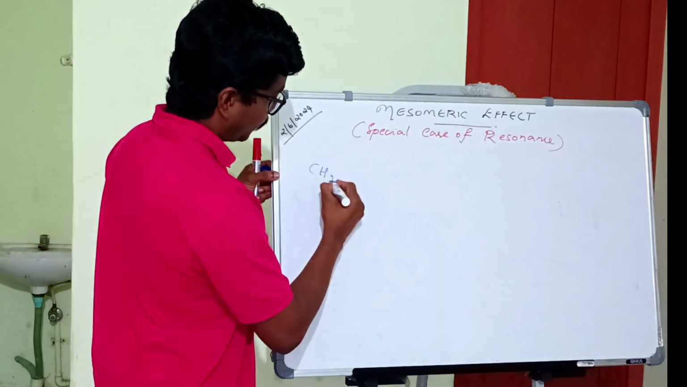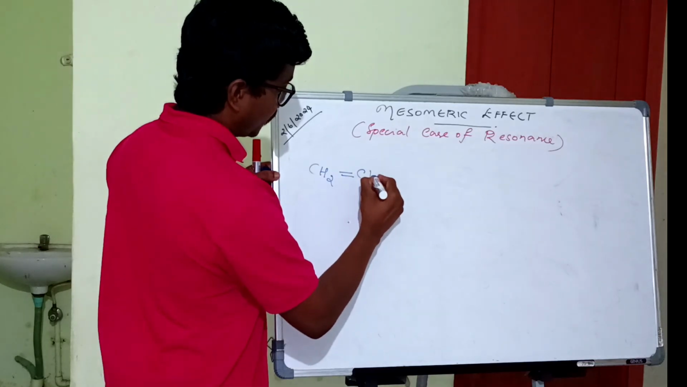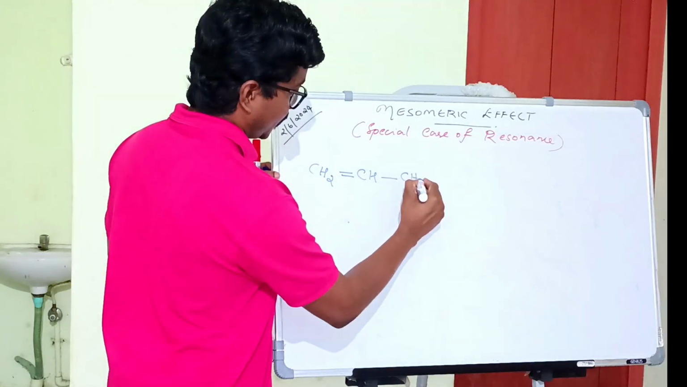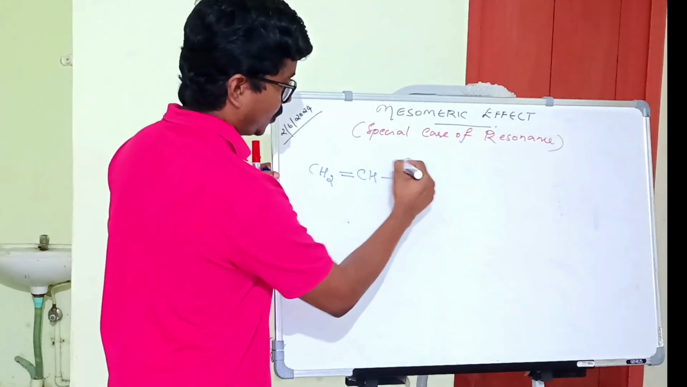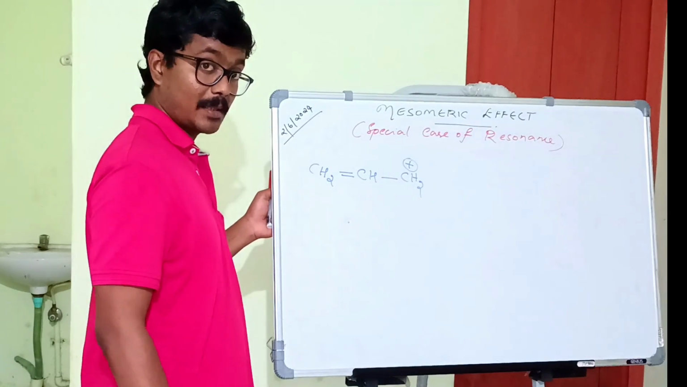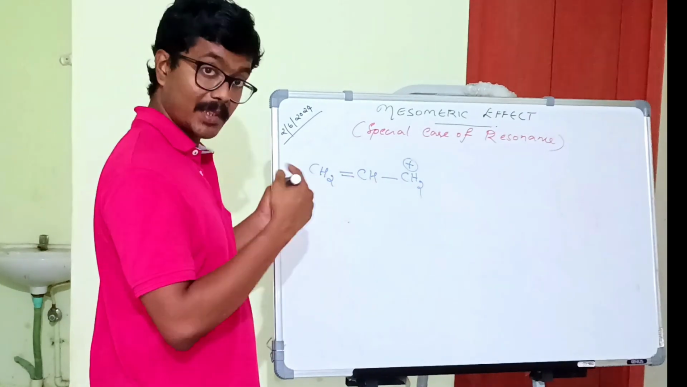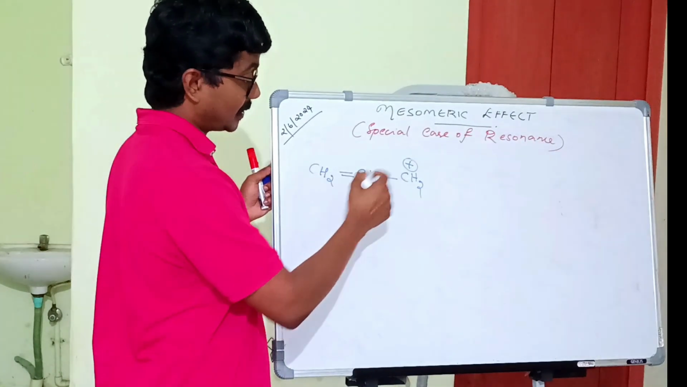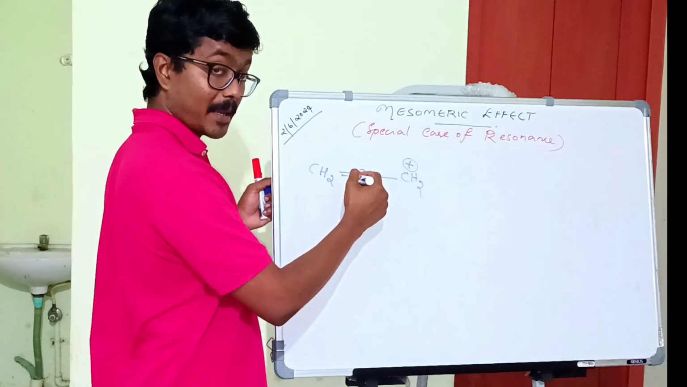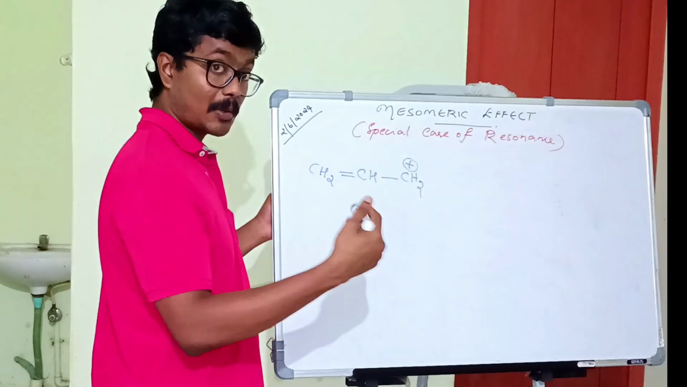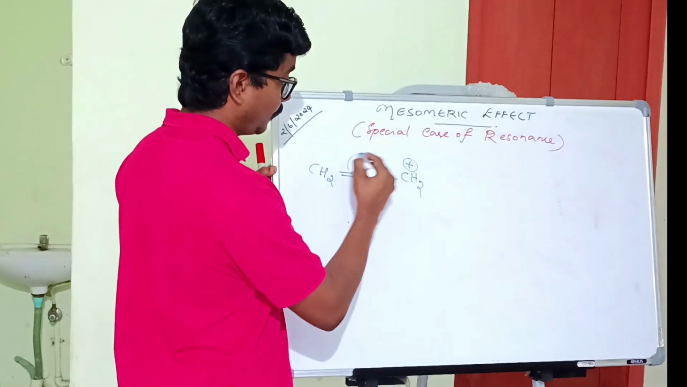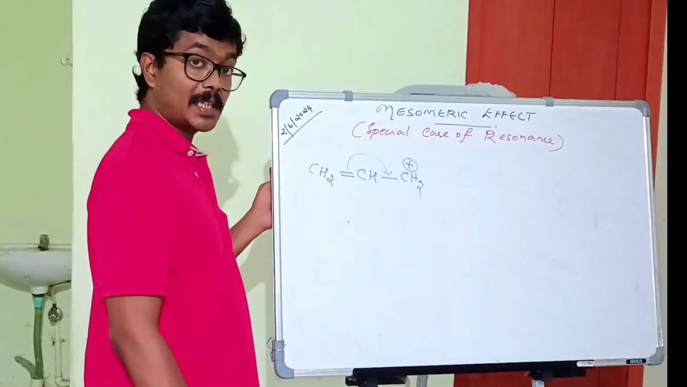CH2 double bond CH single bond CH2. This CH2 is carrying a positive charge. Whether resonance is possible here? Yes, because there is a conjugate system, a double bond, a pi bond, and a positive charge in alternating positions. Resonance is possible.